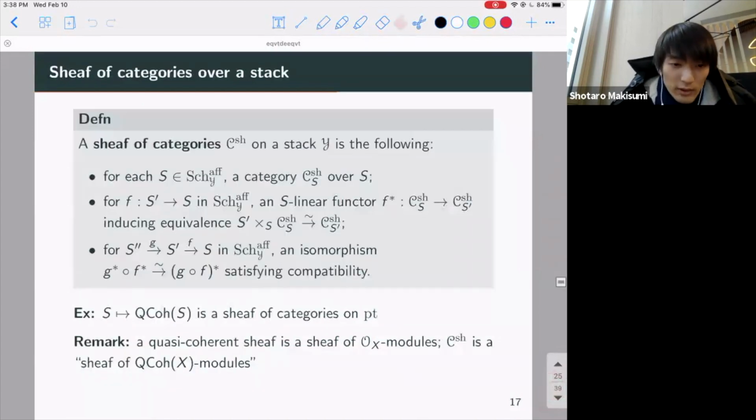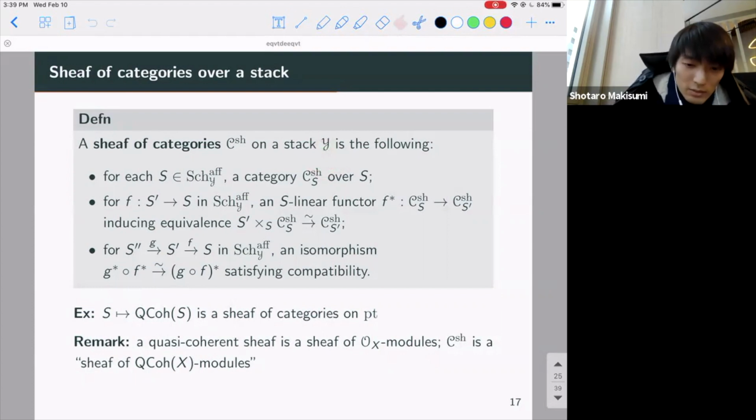So I want to do a very similar thing with categories instead of quasi-coherent sheaves. A sheaf of categories, let me use this notation, SH, to remind myself that it's a sheaf over a stack Y, is, well, for every affine scheme S, now I want a category. And I want it to be a category over S. So that means if S is spec A, this is an A-linear category.